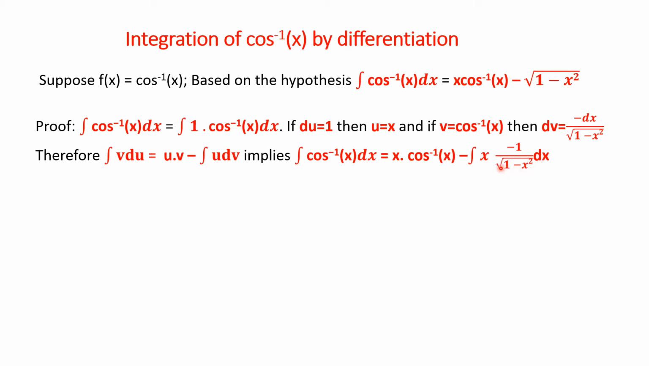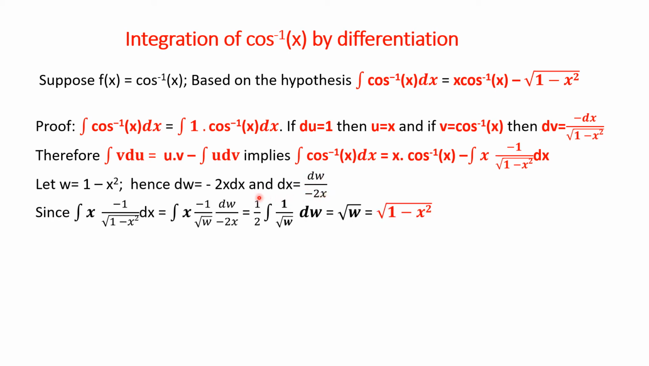So we have to figure out this integration, and it looks like we have to use integration by substitution. So let's go ahead and let w equal 1 minus x squared. Hence dw is equal to negative 2x dx. And solving for dx, we get dw divided by negative 2x.